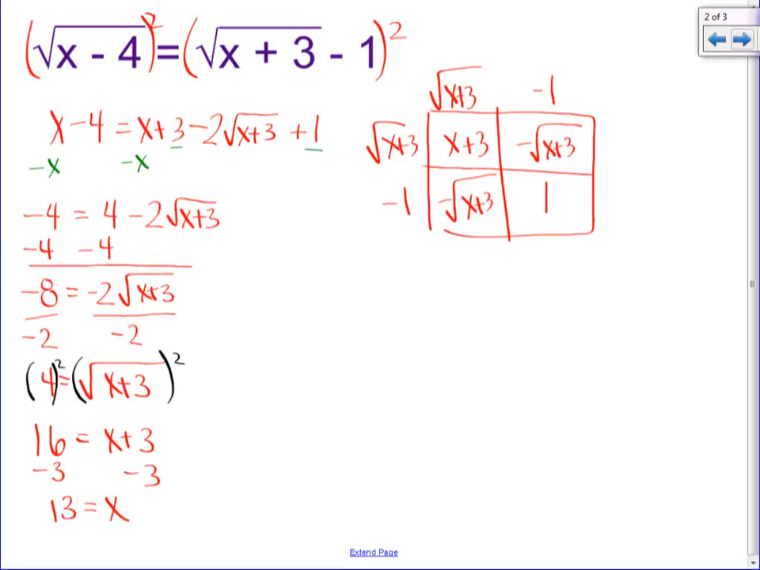Now we have to make sure that it works. So if we put 13 on the left, what do we get when we square root it? Okay, so on the left we have 3 equals, if we put 13 right here, what do we have? 16. So square root of 16 is 4 minus 1 is 3. So that one works. We don't have to cross it out. Questions before the last page?